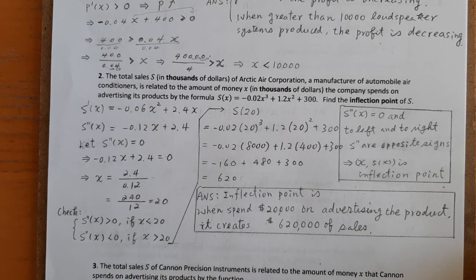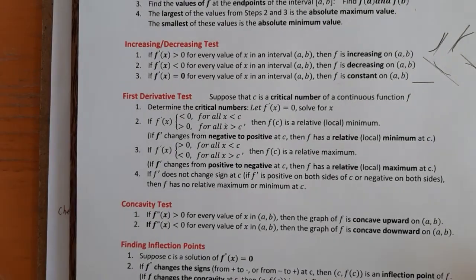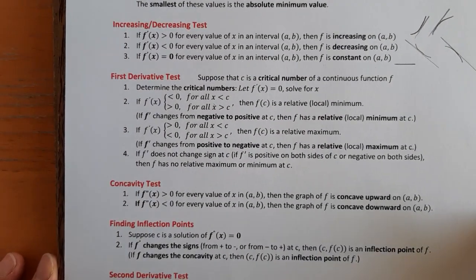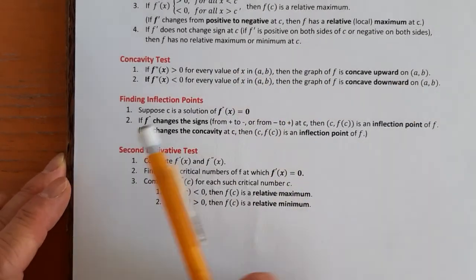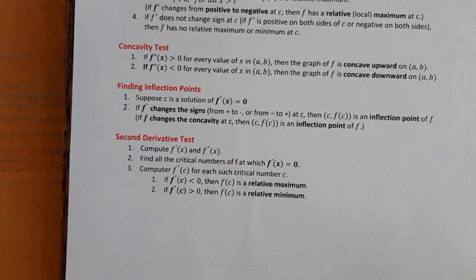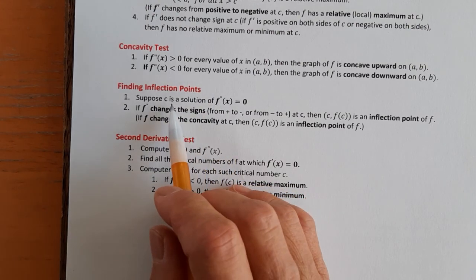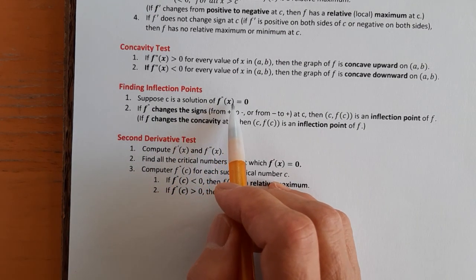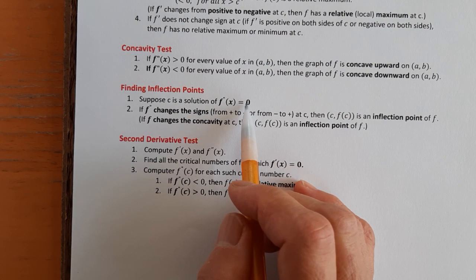What is the inflection point? How do we find the inflection point? We will use the second derivative. Finding the inflection point: we use the second derivative. We let f double prime of x equal 0.